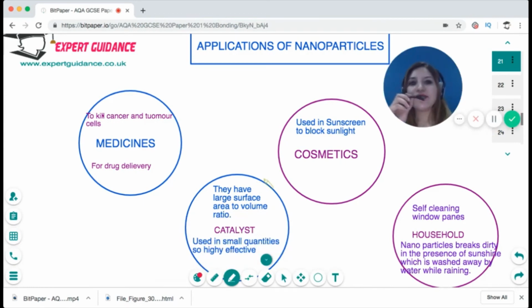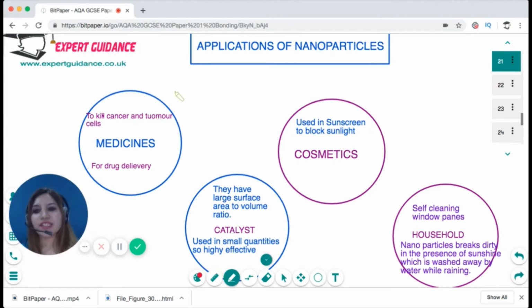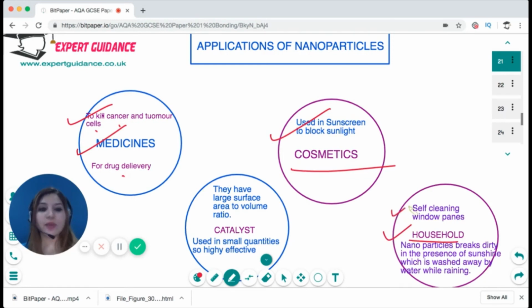So, as we have seen that nanoparticles have high surface area to volume ratio, they have a variety of uses. They're used in medicines for drug delivery or to kill cancer and tumor cells. They're used in cosmetics, in sunscreen to block sunlight. They're used in households as self-cleaning window panes. The nanoparticles are coated with materials. When light falls on them, they carry out a reaction and break down the dirt, which is washed away by water while raining. And having a large surface area to volume ratio, they are used in small quantities, so they are very effective as catalysts.